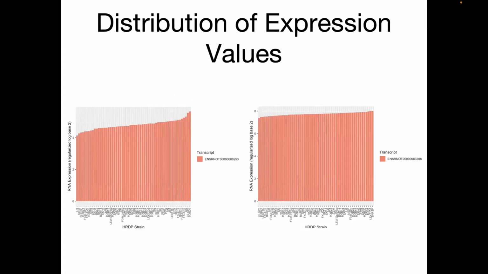You can then see what your distribution obviously looks like across your strains. If you have a few strains that you're particularly interested in, obviously you could do the differential expression between two strains.